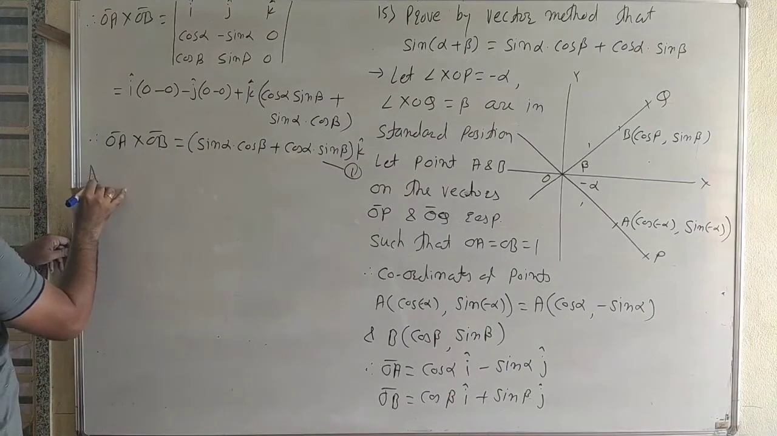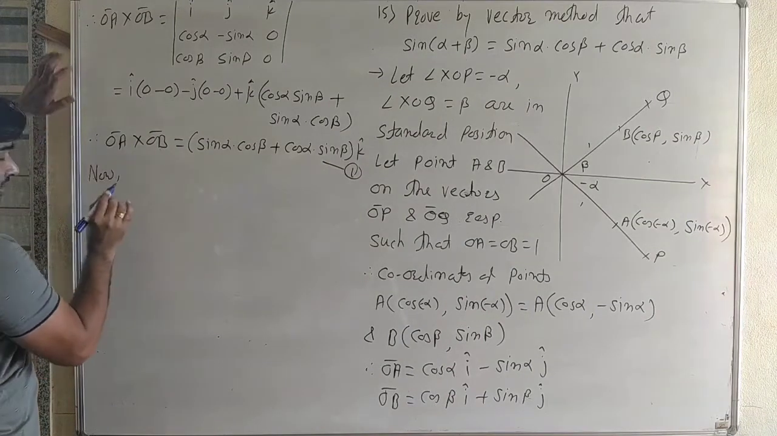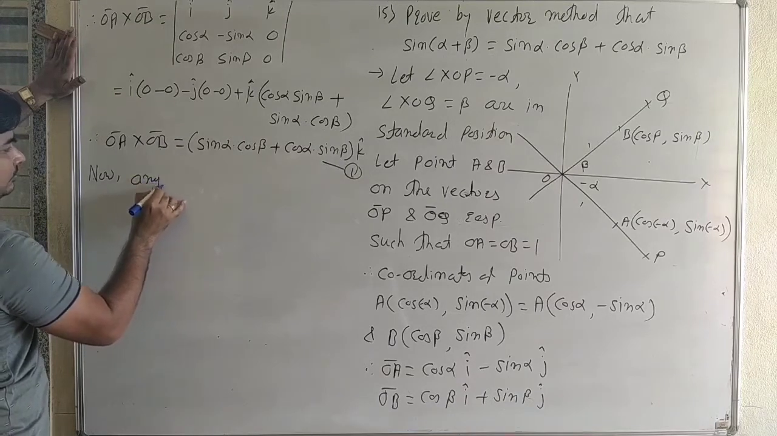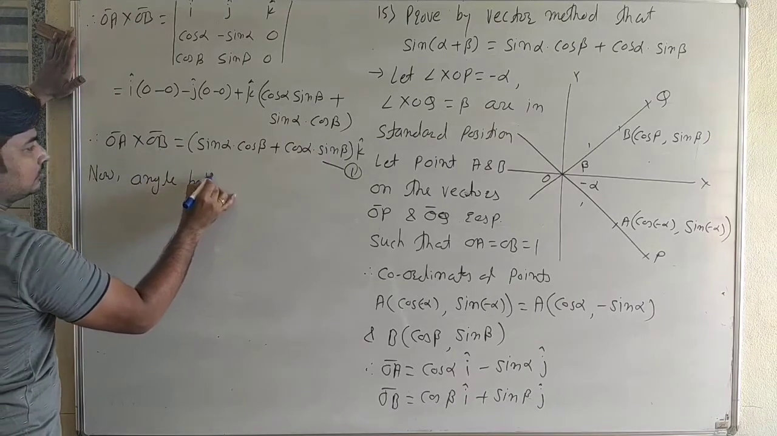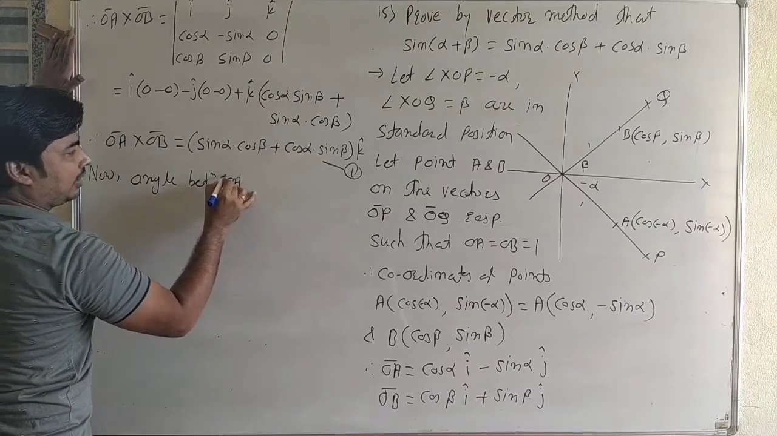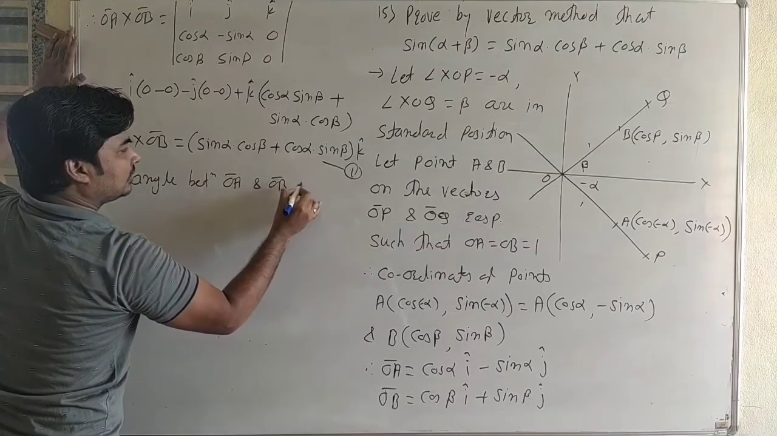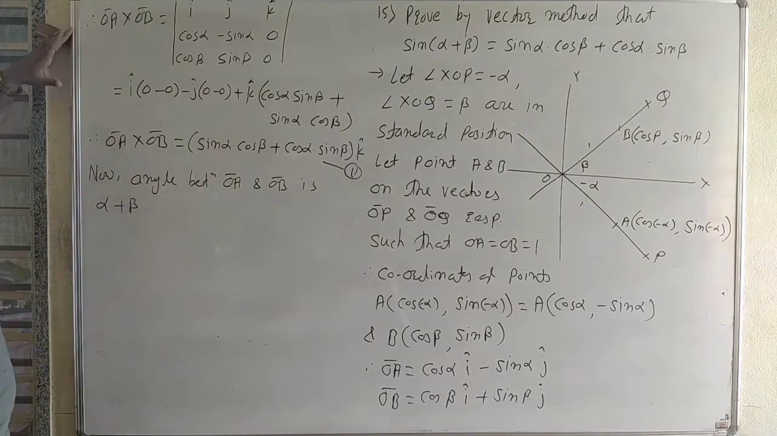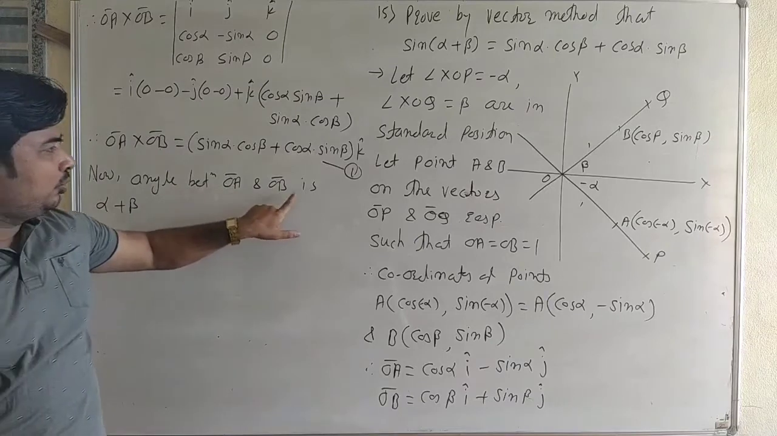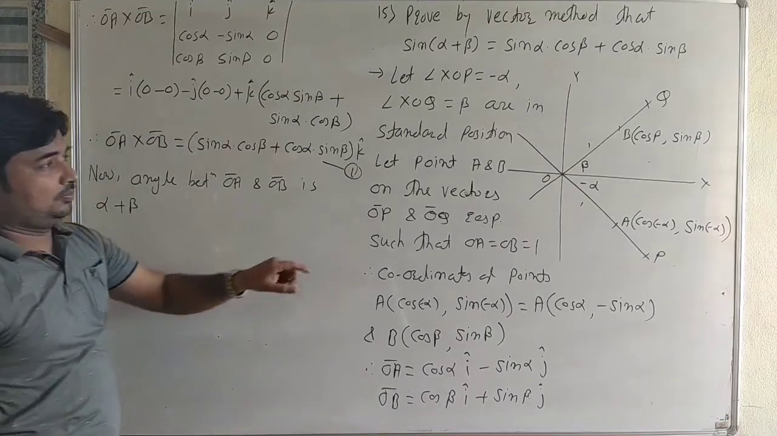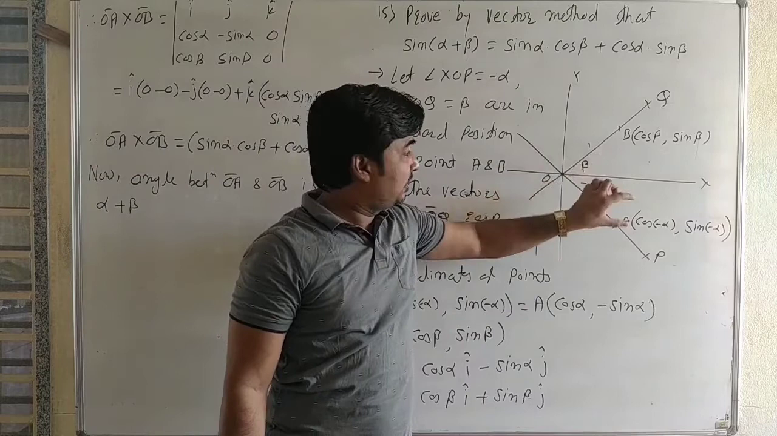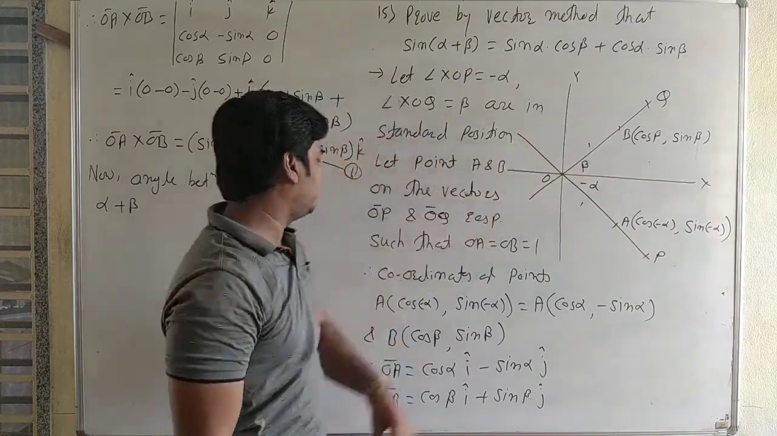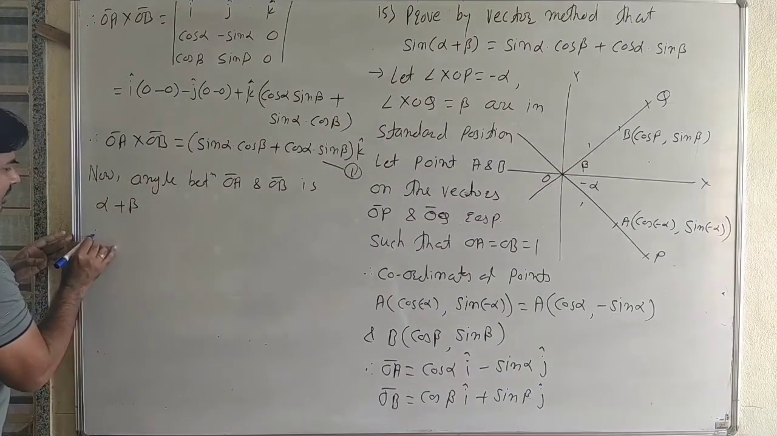Now, here the angle between OA and OB is alpha plus beta. See carefully. Angle between OA and OB is alpha plus beta, not minus alpha plus beta. The measures are alpha and beta, so alpha plus beta.